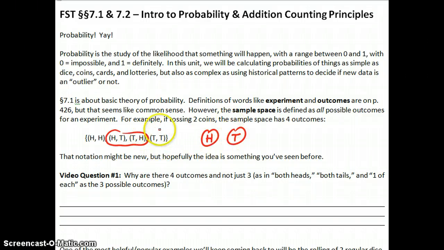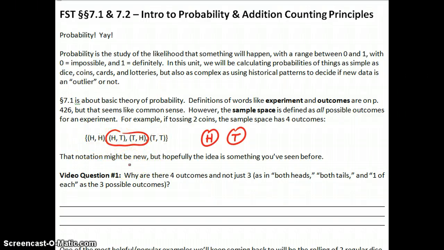So that's sort of a long explanation for what you're supposed to say for question 1, which is: why is it that I don't list this as 3 outcomes, matching with heads, matching with tails, or not matching? Why aren't those the three possible outcomes? Well, the answer is the first one could come out heads or tails, and the second one could come out heads or tails. And if I list all possible combinations of those, there you go.